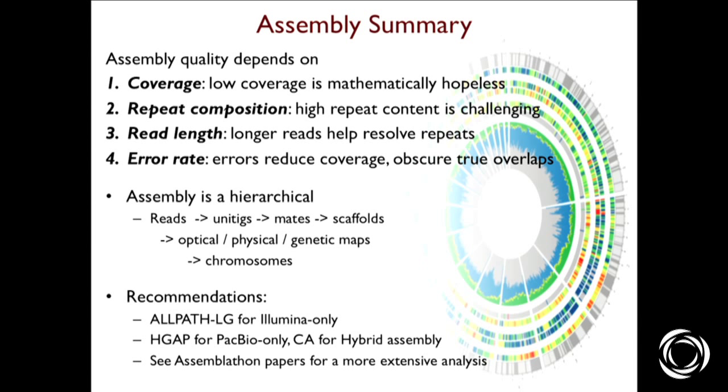Error rates are problematic. If the errors are random, we have some good algorithms to deal with them. If the errors are systematic, like barcoding issues or whatnot, then it's going to be really hard to deal with them. The actual process is very hierarchical. We're going to go from reads, using that Dickens strategy, build up some initial contigs, overlay with mate pairs to build up scaffolds, and then if we have some other mapping information, we hope to be able to build up entire chromosomes.